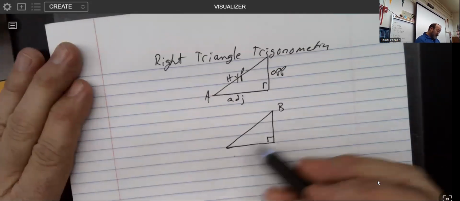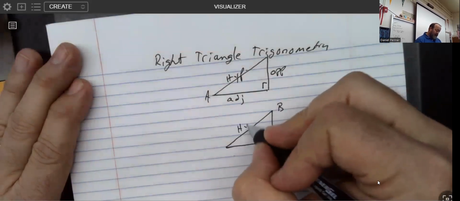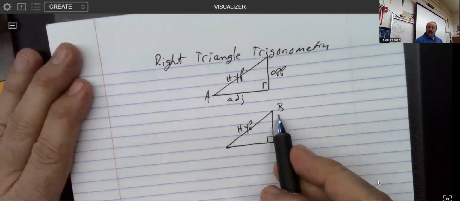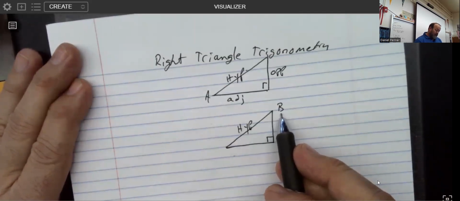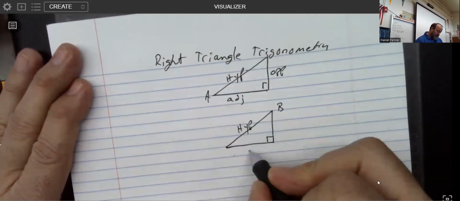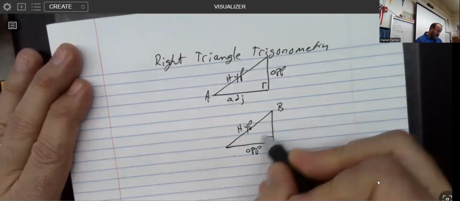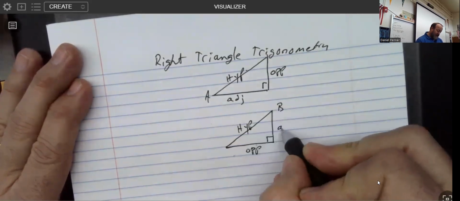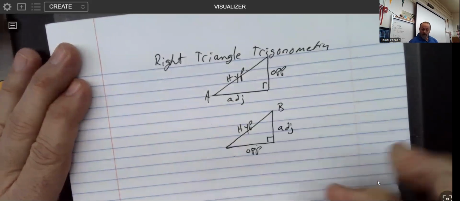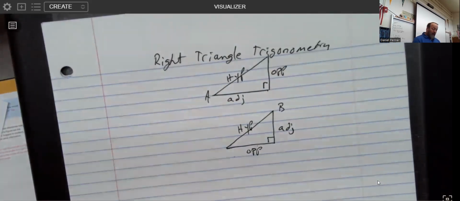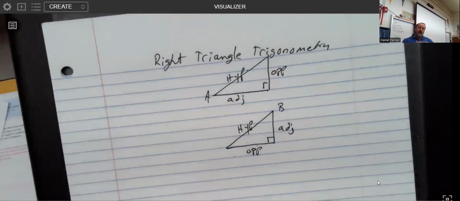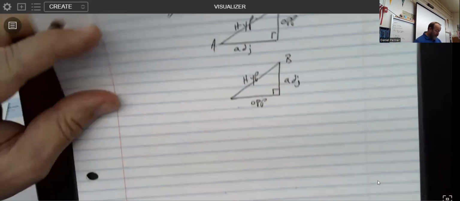But if this was B and I was referring to things in relationship to angle B right here, the other acute angle, then the opposite would be the one that is down here, because this base is really far away from B, but the side that is vertical is the one that is close to B. So opposite and adjacent change in relationship to where you are looking from.